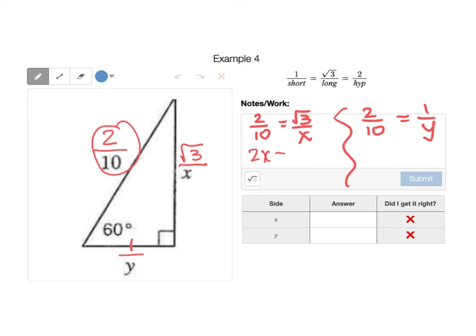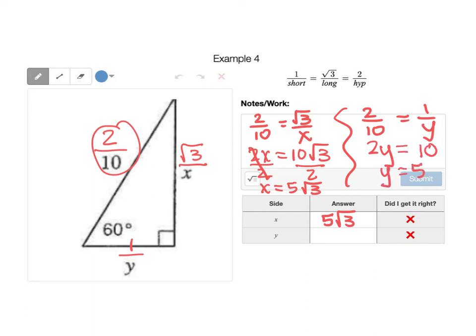Okay, 2x equals 10 root 3. Divide by 2. And you get x equals 5 root 3, because again, you can divide 10 and 2. Over here, we have 2y equals 10, and y is just 5. One more problem.